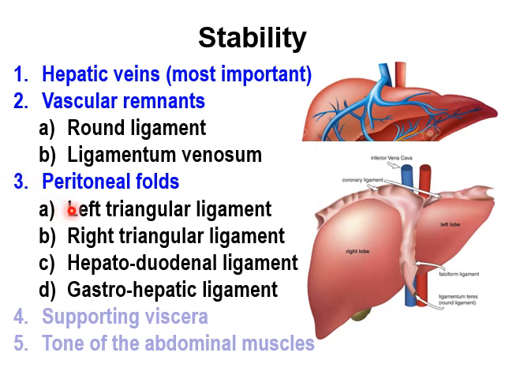The most important peritoneal fold holding the liver is the falciform ligament, which attaches the liver to the undersurface of the diaphragm and the anterior abdominal wall. Then the left triangular ligament, the right triangular ligament, the hepatoduodenal ligament here, and then the gastrohepatic ligament. Less importantly, the supporting viscera and the tone of abdominal muscle.